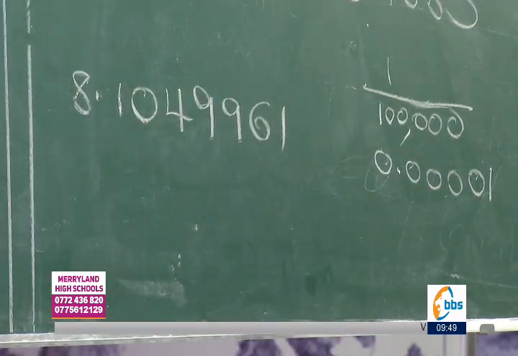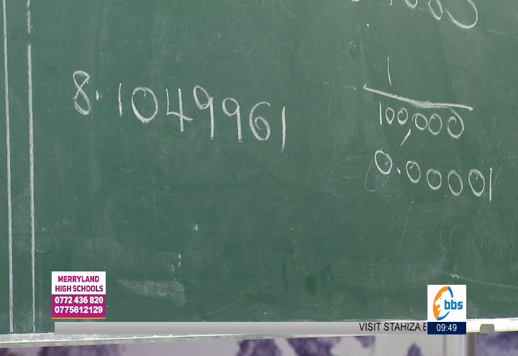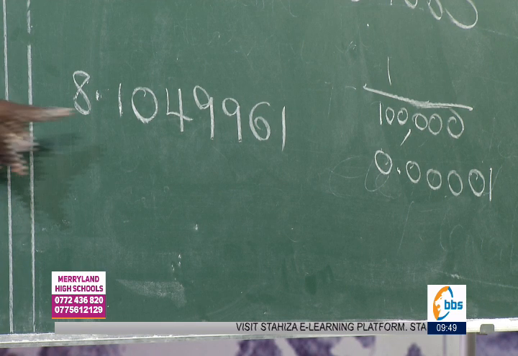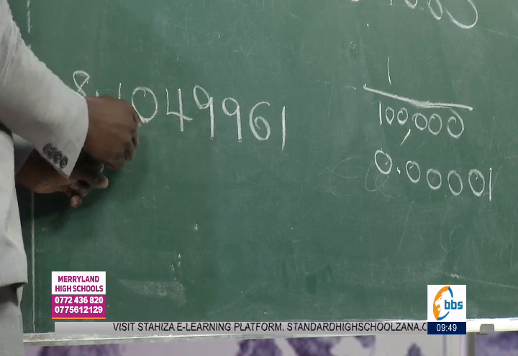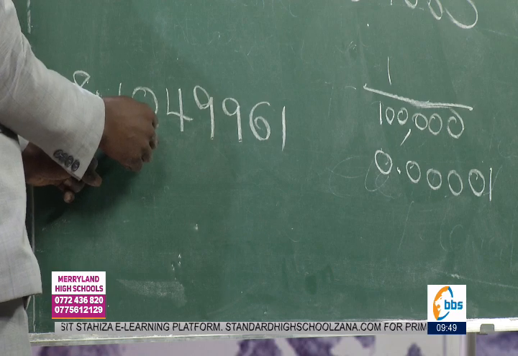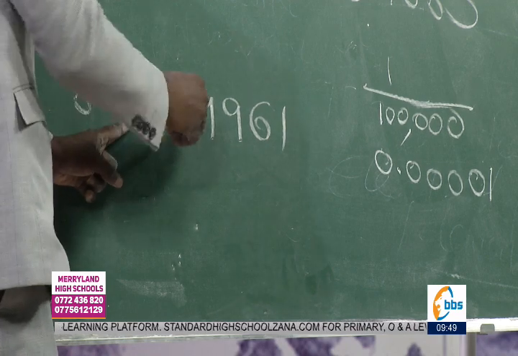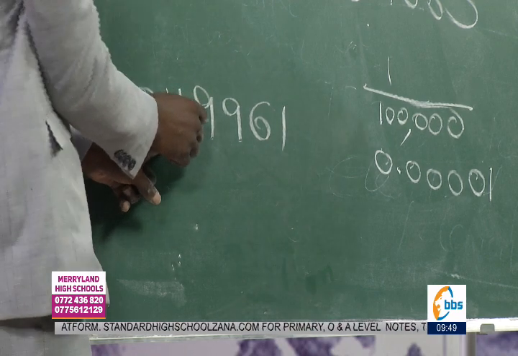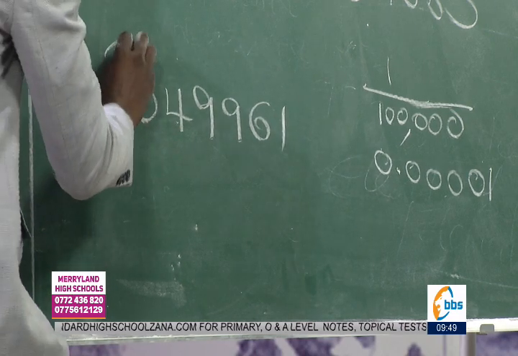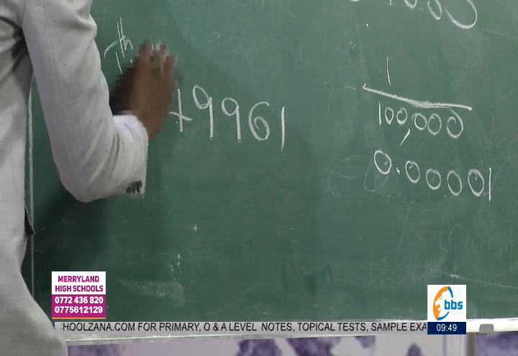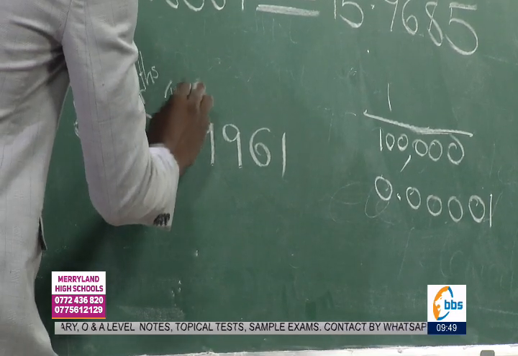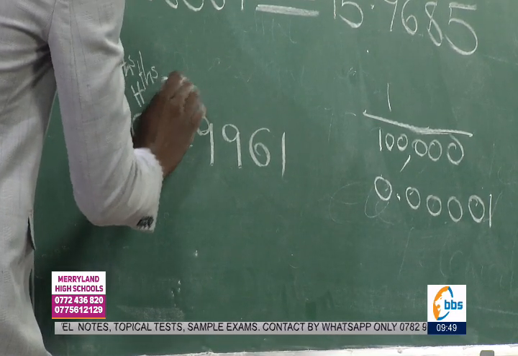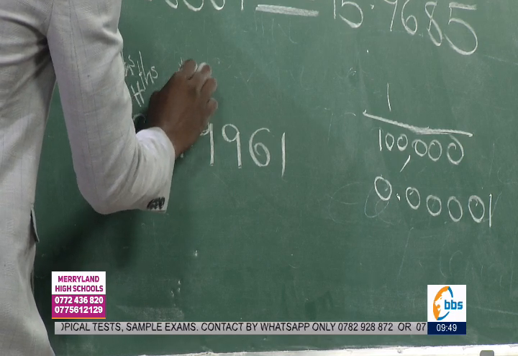So identify the digit in the required place value. The required place value is 100,000ths. This is ones. Then this is tenths. This is hundredths. This is thousandths. Ones, tenths, hundredths, thousandths. I've just written it in short.